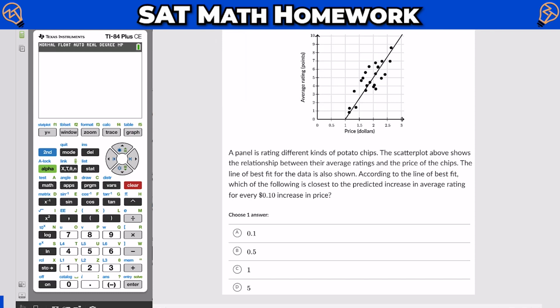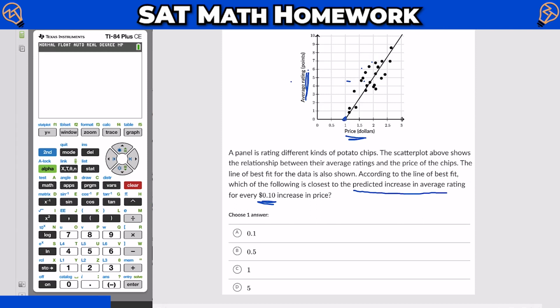So when they talk about the predicted increase, we know we're discussing an idea of slope. More specifically, they're talking about the increase for the average rating for every 10-cent increase for the price. So let's go ahead and look at the slope. And I want to pick 2 points on the line, not necessarily points from the actual scatter plot that we see, just any 2 points that are clearly on the actual line.